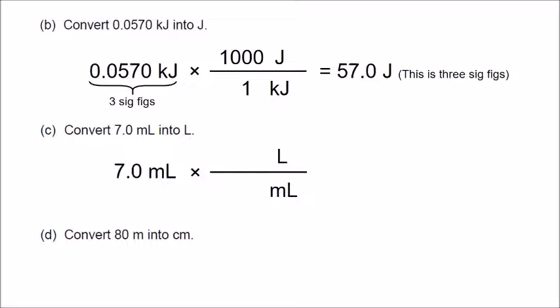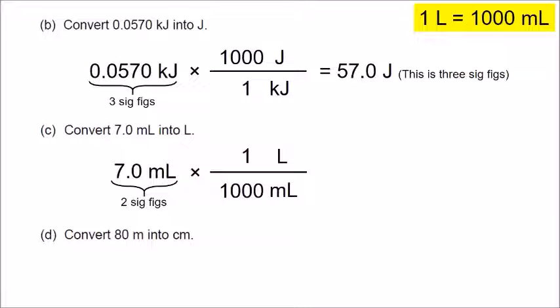So how many milliliters are in 1 liter? Well, the prefix milli means 1,000th of the base unit. So there are 1,000 milliliters in 1 liter. So 1 on top and 1,000 on the bottom. And if we do this math, our final answer is supposed to have 2 significant figures.